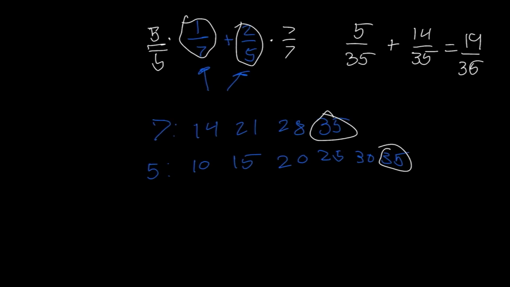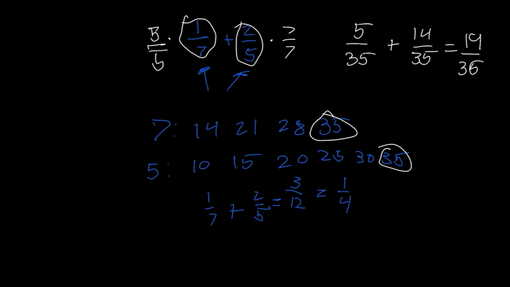The reason you can't add the two fractions together, numerator to numerator and denominator to denominator, is that if I were to do that with 1 over 7 plus 2 over 5, I would get 3 over 12, and that is equal to 1 over 4. So 1 over 4 is not equal to 19 over 35.